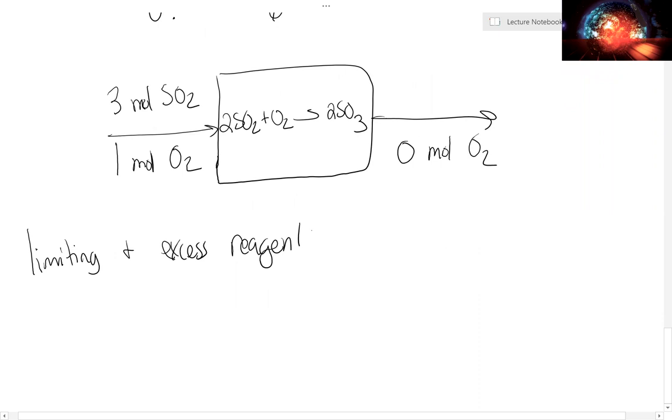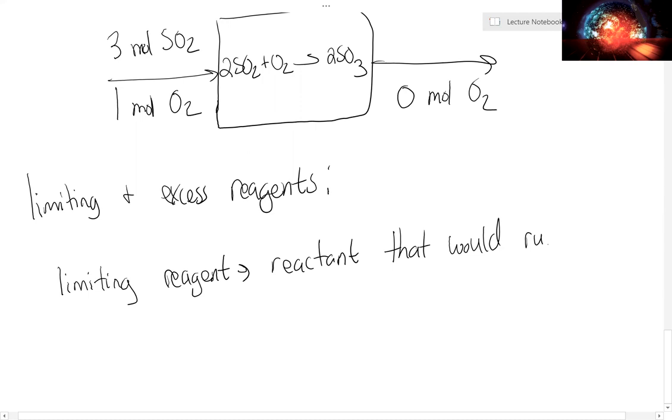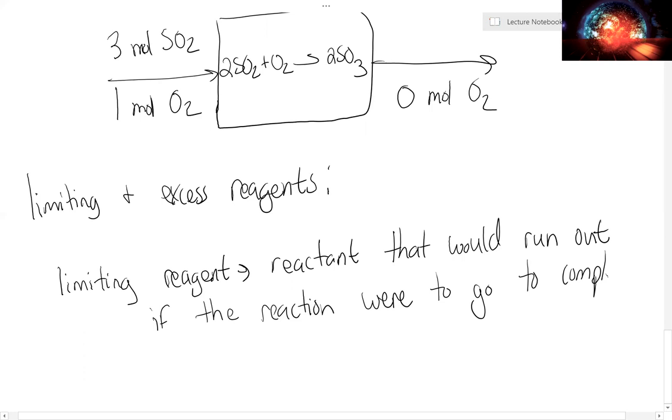In the case here, a limiting reagent would be the reactant that would run out. If this reaction were to go to completion, meaning based on your feed and your reactants, if you were able to consume all of one of the reactants within your reaction, what would be consumed first? That would be your limiting reagent.